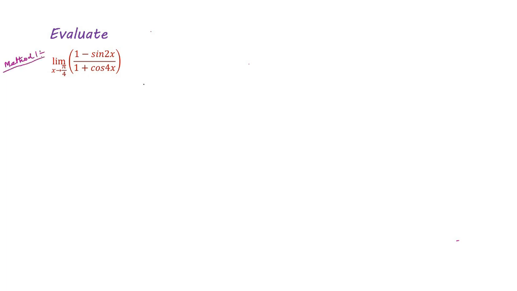In place of x we will put pi by 4 and simplify and see what happens. So we get 1 minus sin pi by 2 divided by 1 plus cos pi. Putting x as pi by 4, 2 into pi by 4 is pi by 2, and 4x gives cos pi. But we know that cos pi is minus 1.